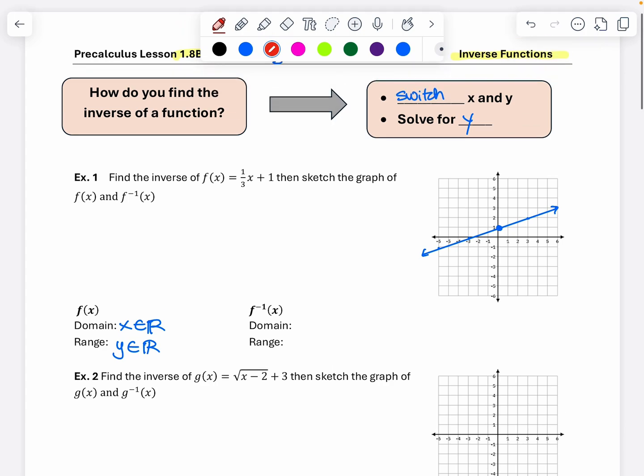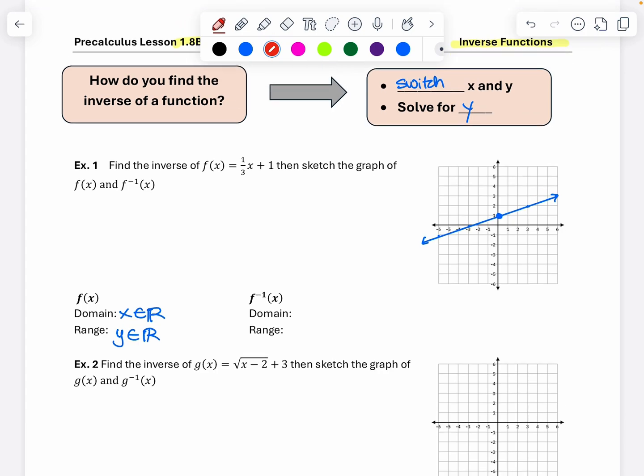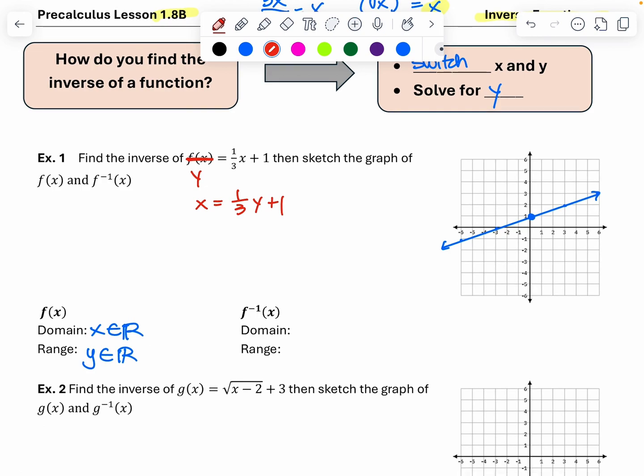So now let's move to its inverse function. I said, how do we do it? We switch x and y and solve for y. f of x is just another name for y. So we are going to switch x and y. I'll have x equals 1/3 y plus 1, and then solve for y. I'm going to use my reverse order of operations to solve for y. So I subtract 1 from both sides, and then I can divide by 1/3, or it's going to be easier if I just multiply both sides by 3. And I get y equals 3x minus 3.